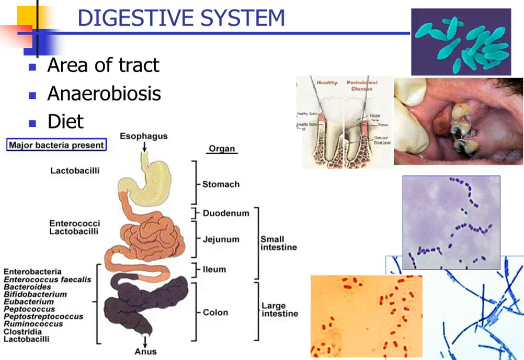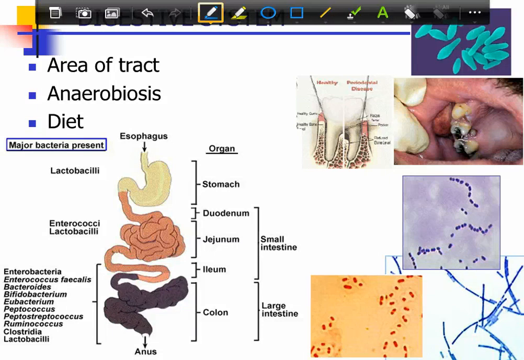Some of the organisms you see over here, here's strep again. Here's E. coli and all of its relatives, its cousins. And here's Clostridium, which is a gram-positive rod.